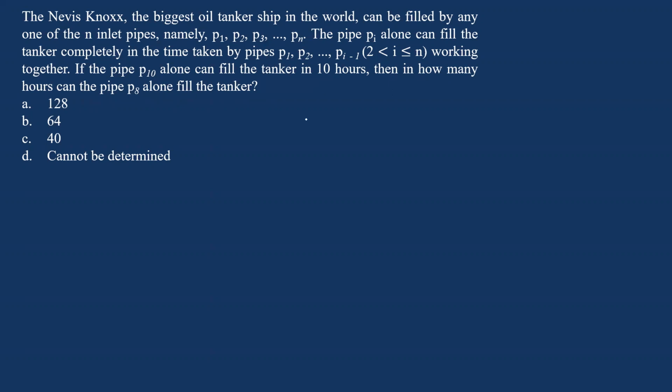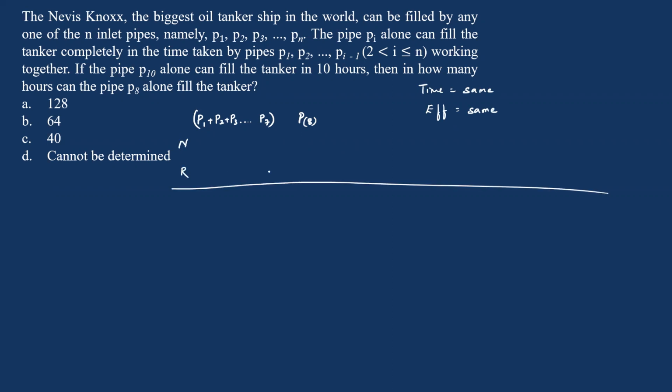Now let's understand. If I want P8, the time taken by P8 to fill is equally good as the time taken by P1 plus P2 plus P3 and so on, so on, so on till P7 to fill the tank. Clear, guys? Which means if the time taken is same, so can I say that the efficiency is also same? Clear? So let me assume that the efficiency, let's take a random number. If this efficiency was X, this efficiency is also X.